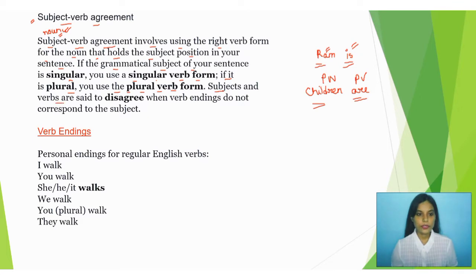Subjects and verbs are said to disagree when verb endings do not correspond to the subject. So there are exceptional cases also. All right? Exceptional cases.